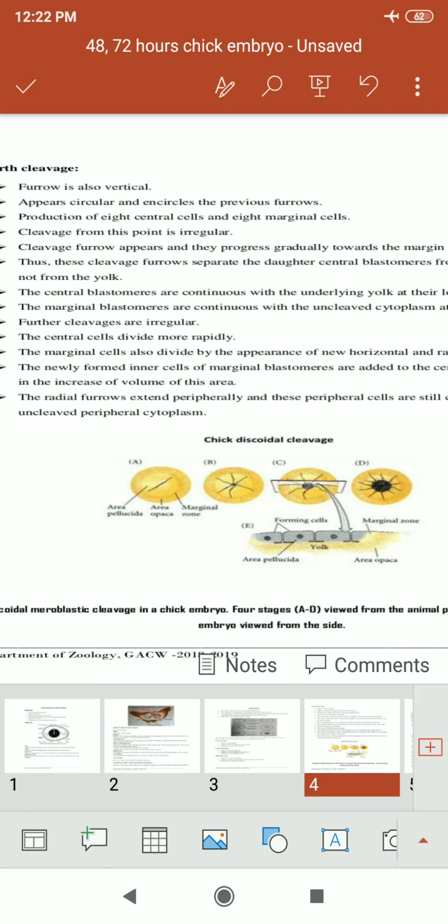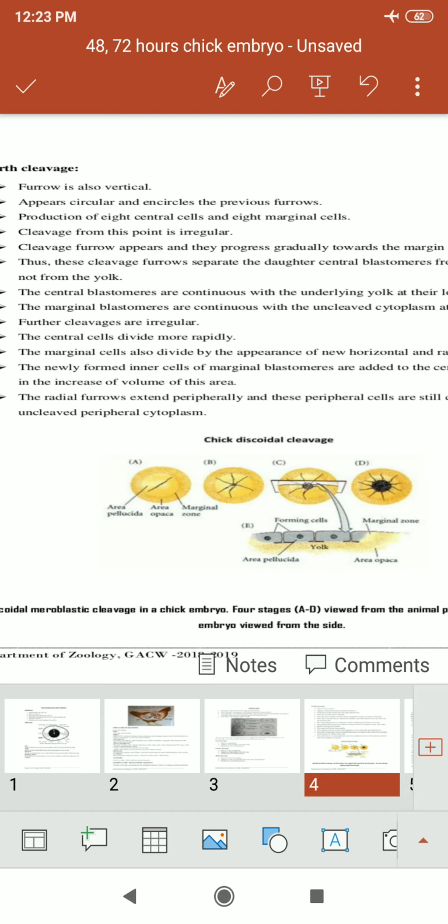Cleavage furrows appear and progress gradually towards the margin of the blastodisc. Thus, these cleavage furrows separate the daughter central blastomeres from each other, but not from the yolk. The central blastomeres are continuous with the underlying yolk at their lower ends, and the marginal blastomeres are continuous with the uncleaved cytoplasm at their outer edge.